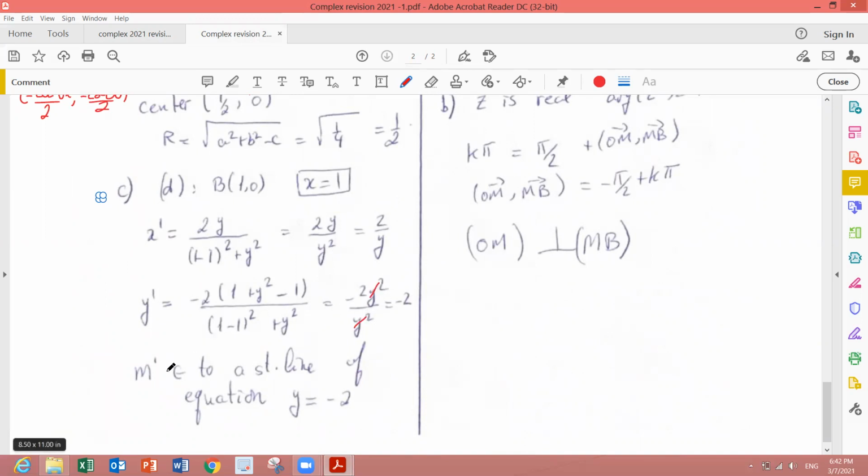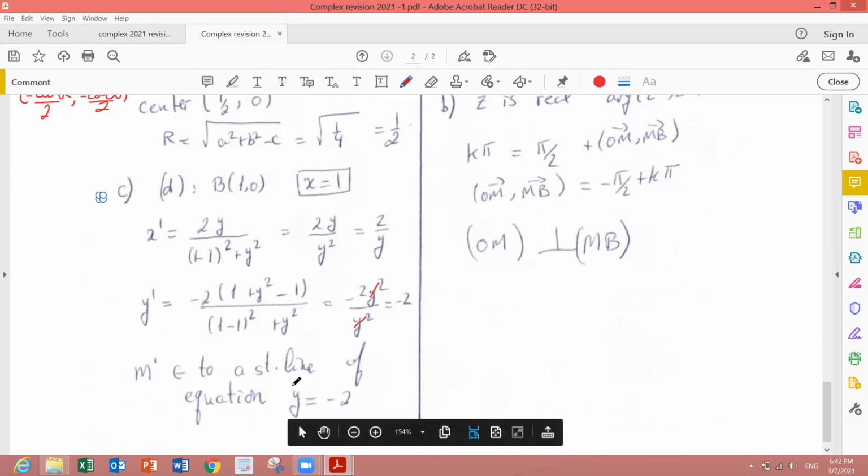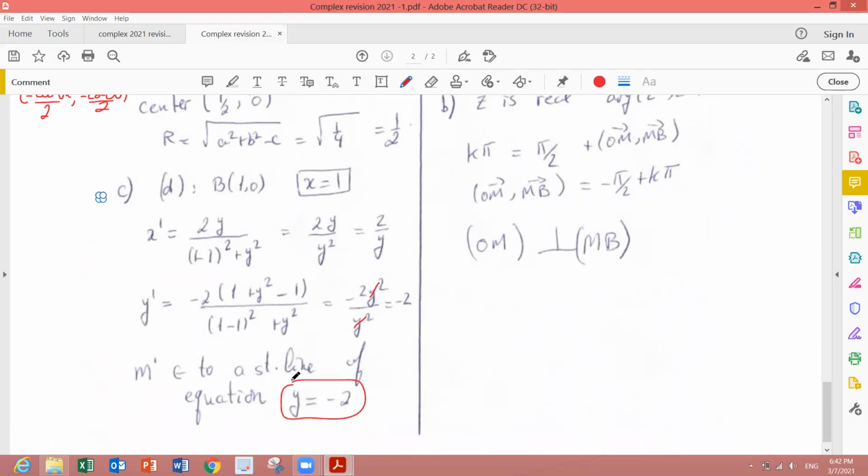So M prime belongs to a straight line. Here x prime is not constant, it is the variable. Y prime is minus 2, it remains constant. So M prime belongs to the straight line of equation y equals minus 2, which is parallel to the x-axis.